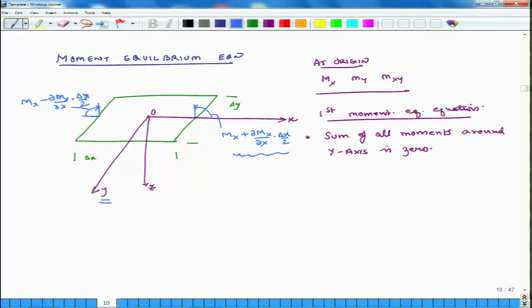Then what about My? My is not causing rotation around the y axis, it is causing rotation around the x axis. So, we will not draw this My in this picture.